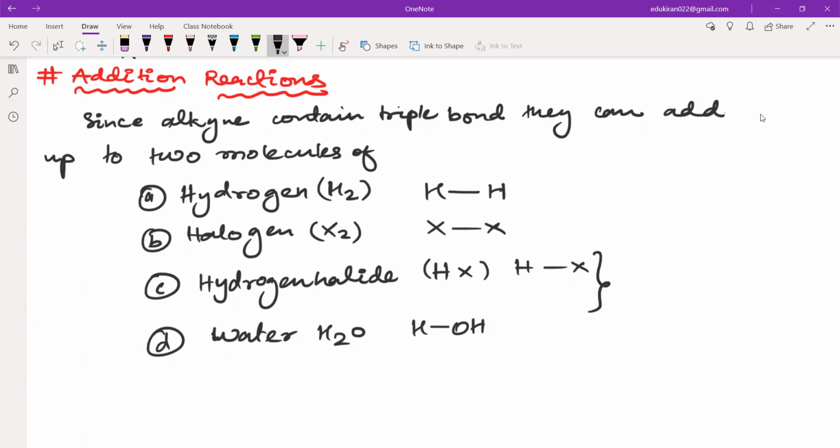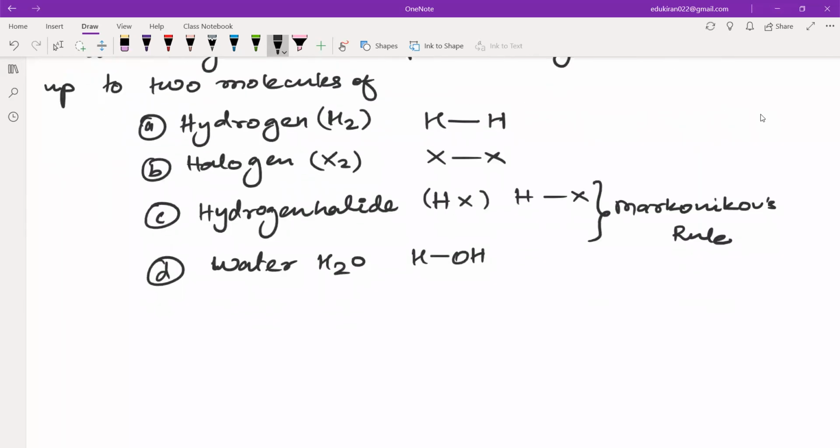So these two, they will follow Markovnikov's rule. So the negative part will attach on that carbon atom which has less number of hydrogen atoms. So OH and X will attach on those carbon atoms which have less number of hydrogens. In all of them, there is one thing common. What is common? Hydrogen is common in 3 of them except the halogen. Okay, except the halogen.